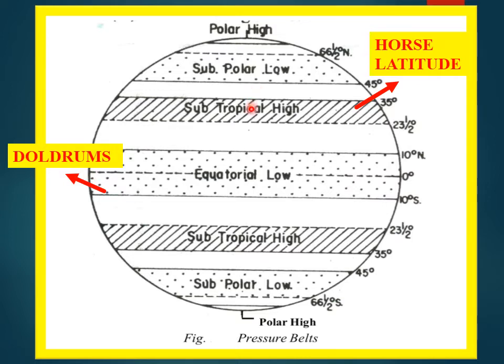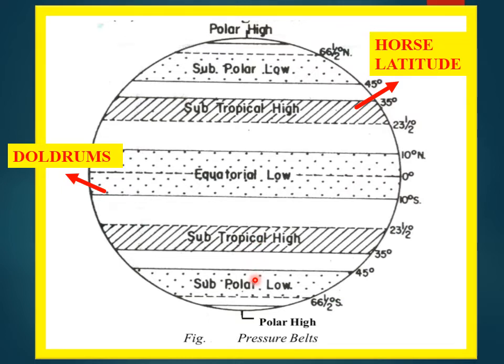Now look at the degrees. As I told you, equatorial low lies between 10 degrees north and 10 degrees south. Subtropical high in the north is between 30 to 35, and in the south also between 30 to 35. Subpolar low is from 60 to 65 degrees, both in the north and south. And then we have the polar high between 70 to 90 degrees at the poles.